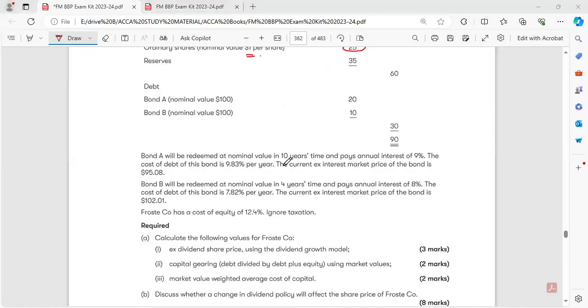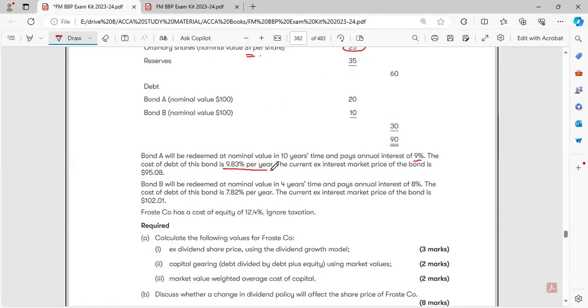Bond A will be redeemed at nominal value in 10 years and pays annual interest of 9%. The cost of debt of this bond is 9.83%, which means IRR. The current ex-interest market price of the bond is 95.08. So already market price is given and IRR is also provided. Bond B is redeemable at nominal value in 4 years time and pays annual interest rate of 8%. Cost of debt is 7.82% and the current price is 102.01.